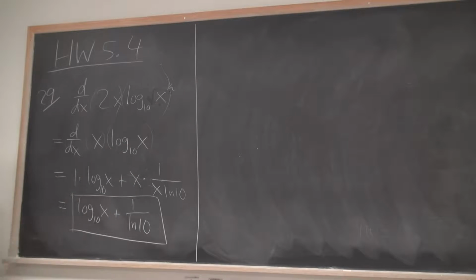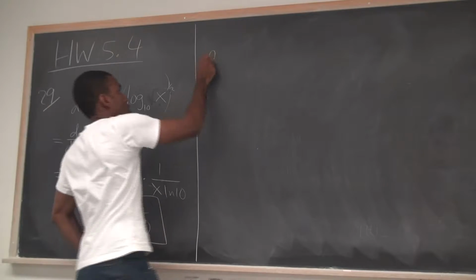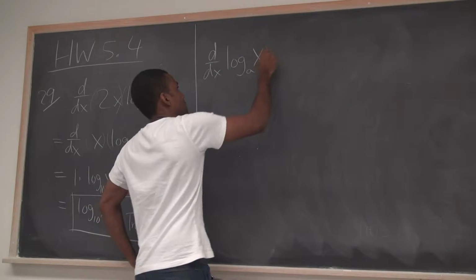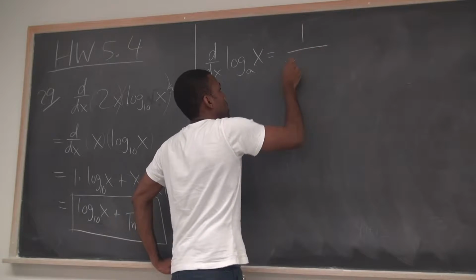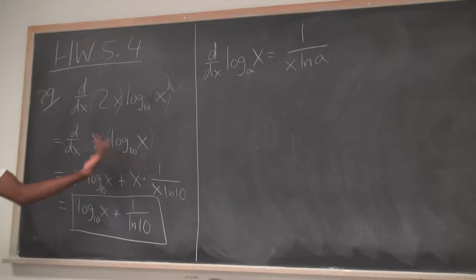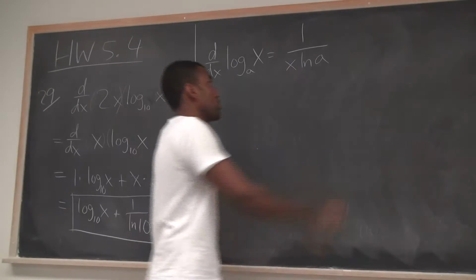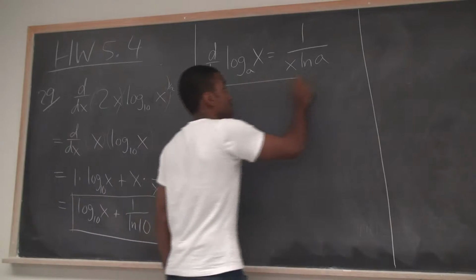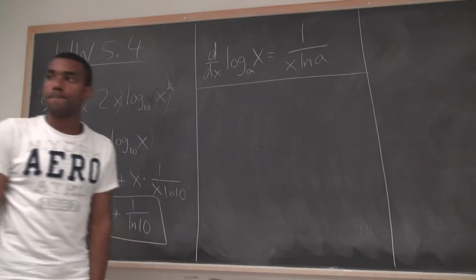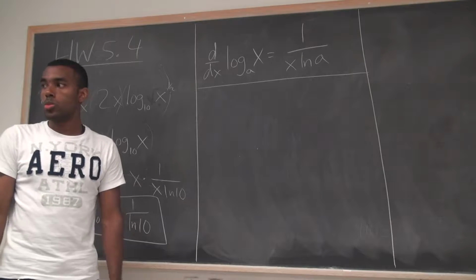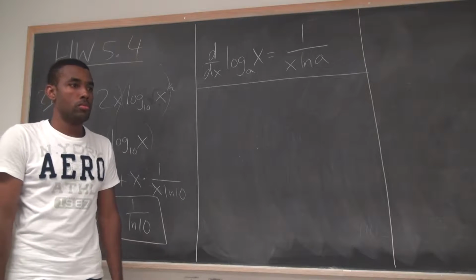And here I just applied the rule. We know that the derivative of log base a of x, I asked this on the quiz, is just 1 over x ln a. So here my a was 10. So I just applied that rule. Other questions? No more? Was it easy?